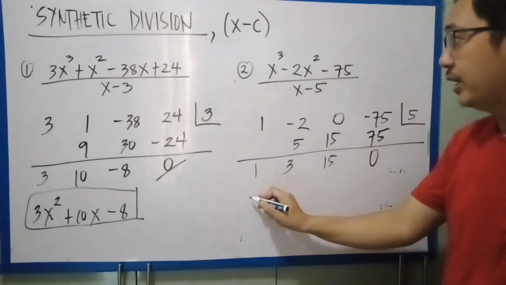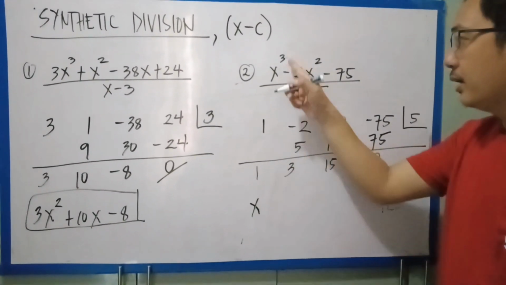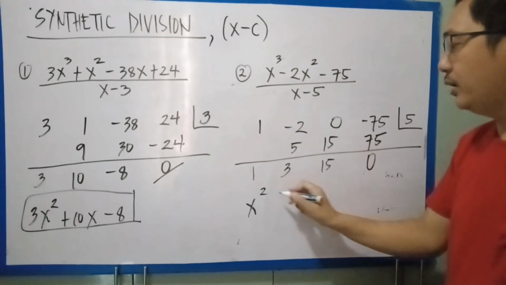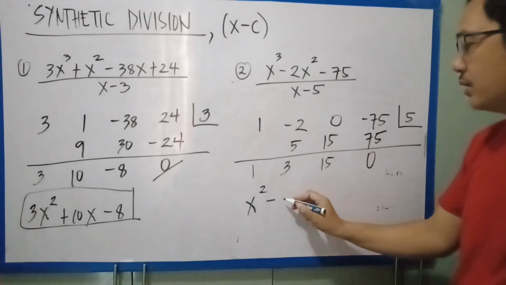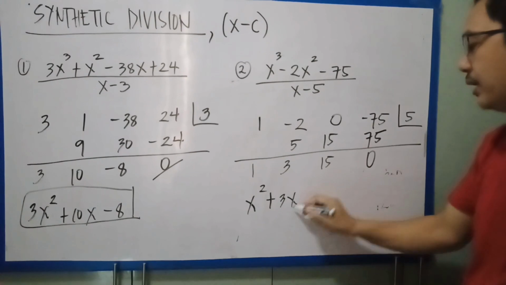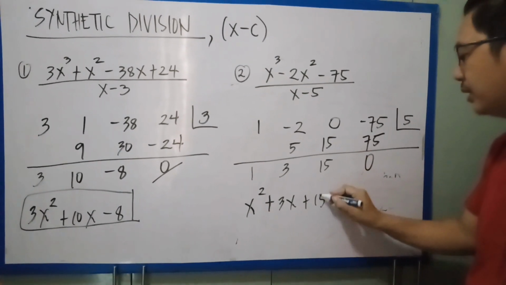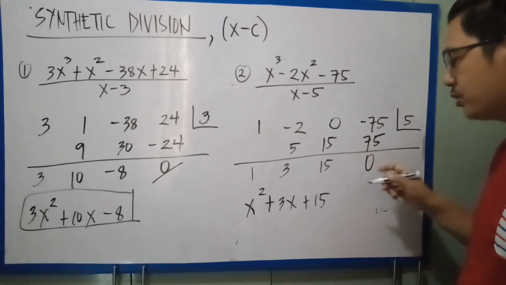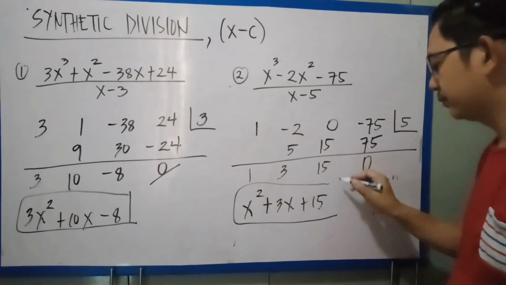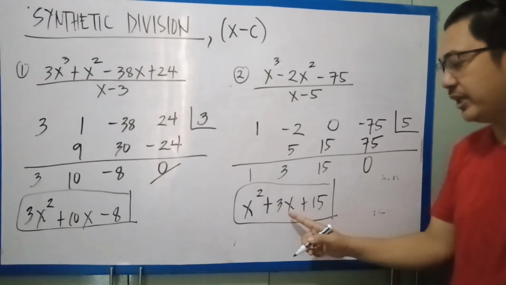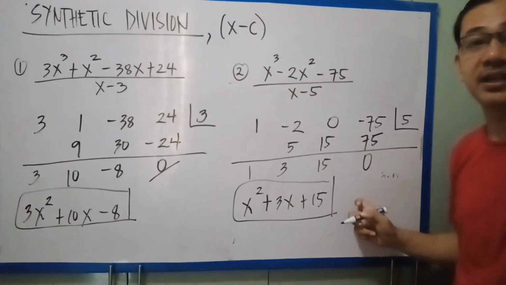So this is x, 3 minus 1 is x squared, plus 3x, then plus 15, then remainder is 0, so ito na yung sagot natin. X squared plus 3x plus 15. I hope it's clear.